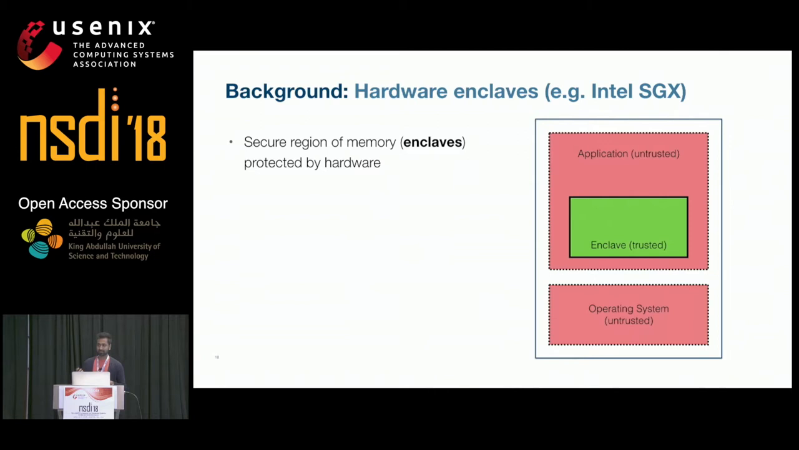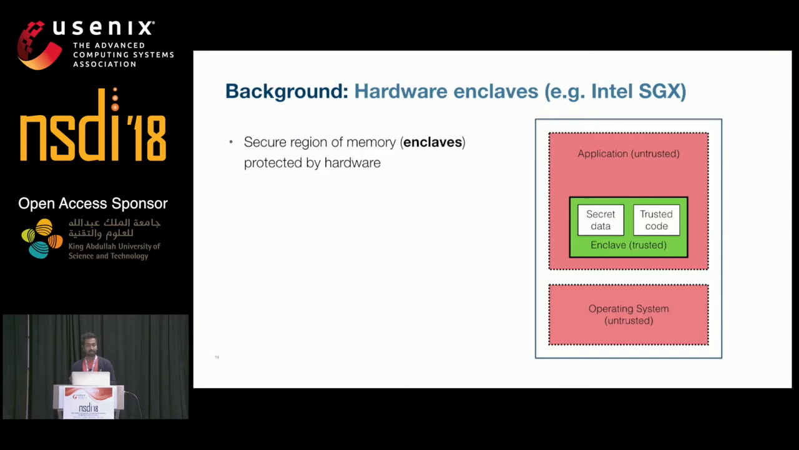First, hardware enclaves, an example of which is Intel SGX. Enclaves are a technology by which the processor can instantiate a secure region of memory. Any security-critical code that resides within the enclave, along with secret data, is now protected by the processor from all software outside the enclave, which means that even privileged software such as the OS cannot read the enclave contents or tamper with it.